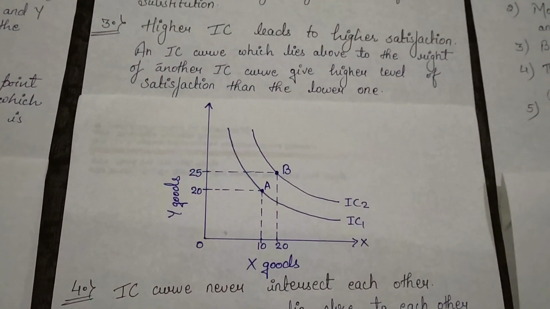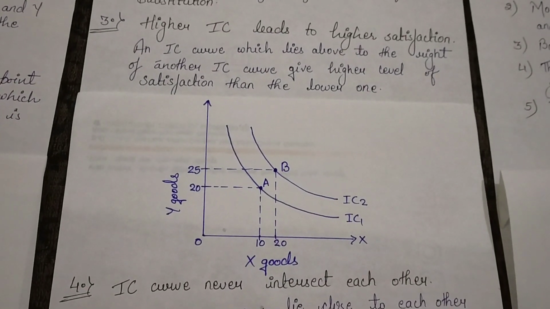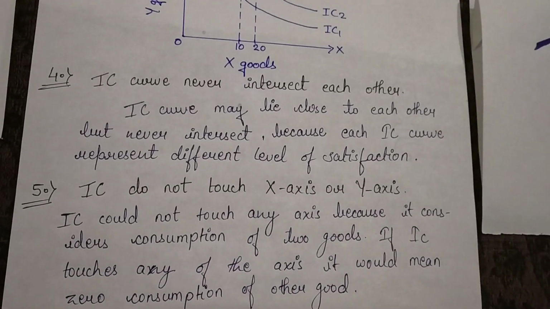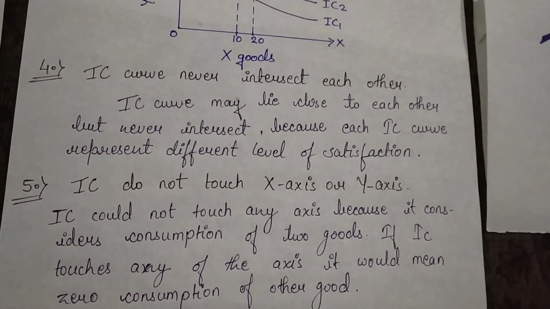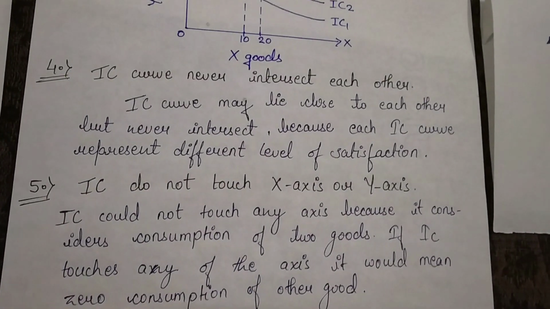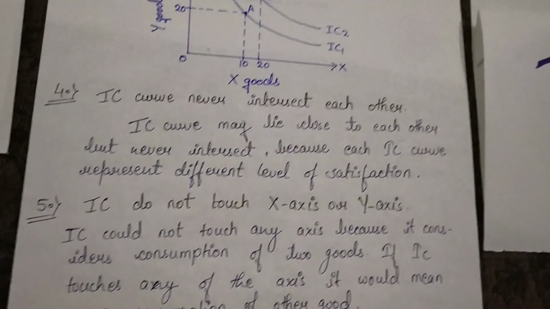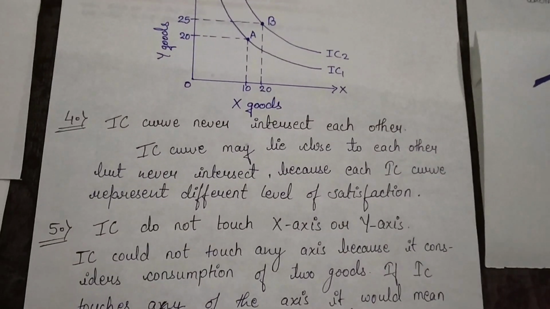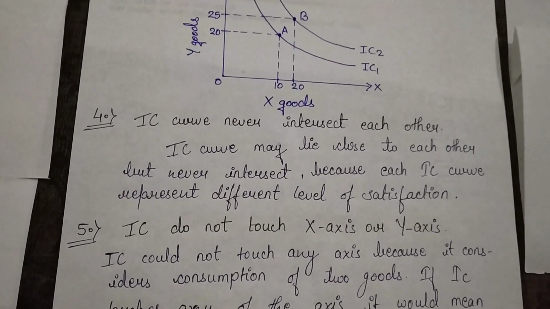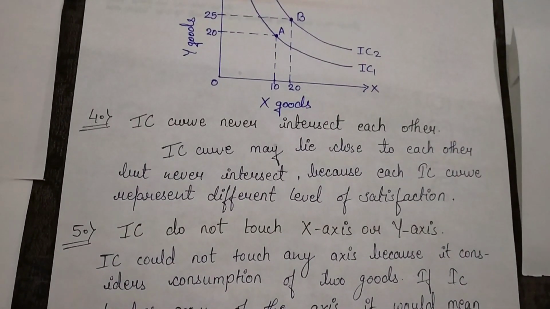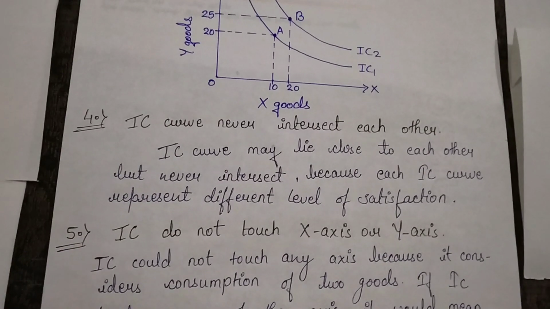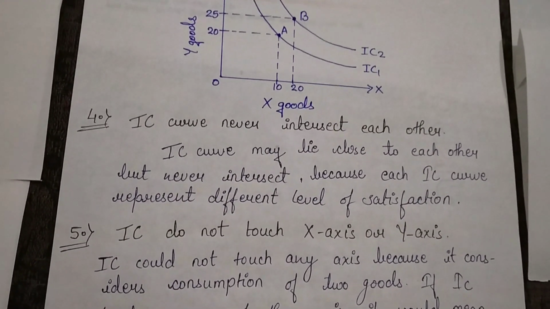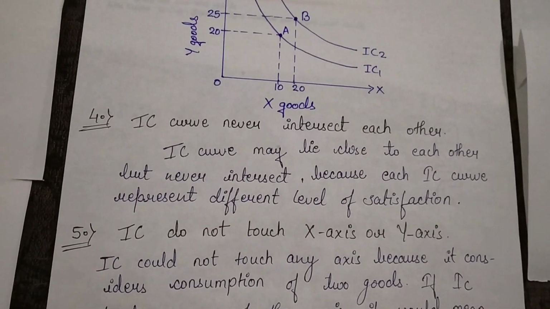Okay, so you may say that higher IC leads to higher satisfaction. Now, the fourth point is that IC curves never intersect each other. An indifference curve may lie close to another but never intersect. Why? Because each IC curve represents a different level of satisfaction and therefore they can't intersect or touch each other.